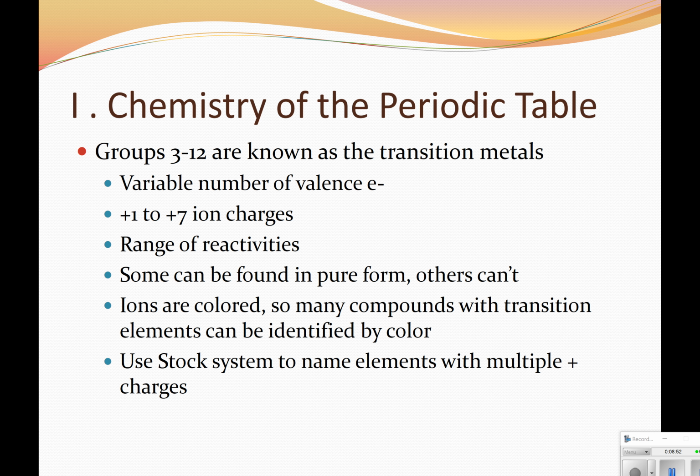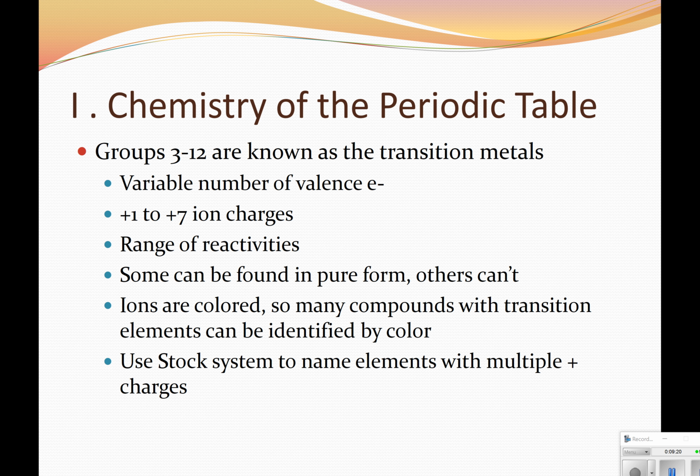And they also have a range of reactivities. Some are more reactive than others. You can have something like zinc that's highly reactive compared to something like gold that is very unreactive. And some of these metals we can find in pure form, like gold. Other metals, maybe like aluminum, cadmium, zinc, we're not going to find in pure form because they are a little more reactive and like to react with other elements.